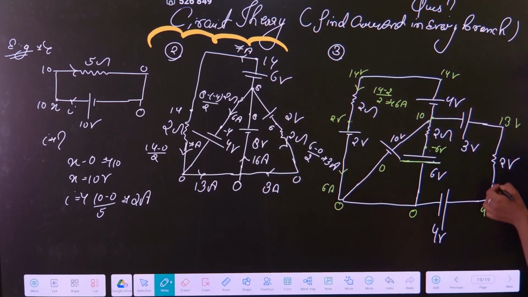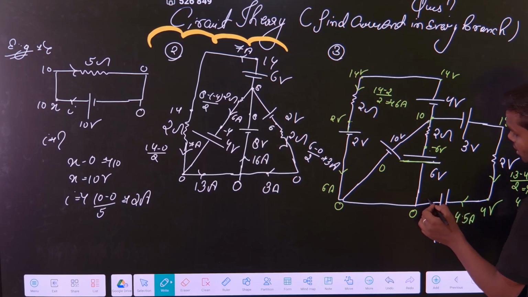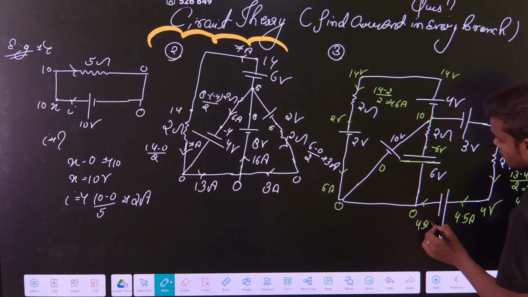Now let's come to this branch. 13 minus 4, 13 minus 4 means how much? That is 9, 9 volt. Here what will be the current? 13 minus 4 divided by 2, that is 4.5 ampere. So the 4.5 ampere current will come from here, and it will be 4.5 ampere here.